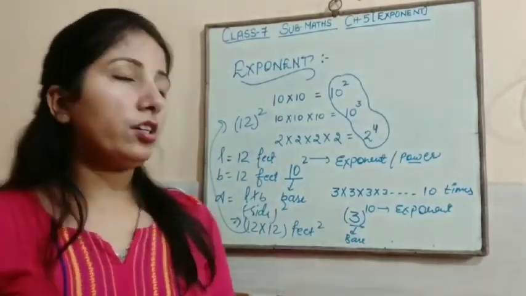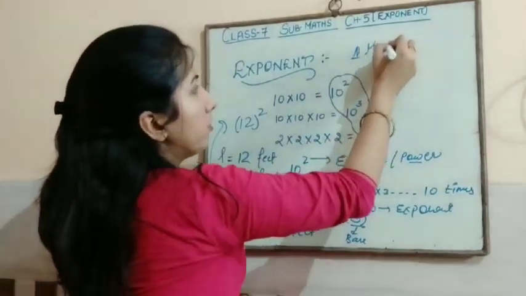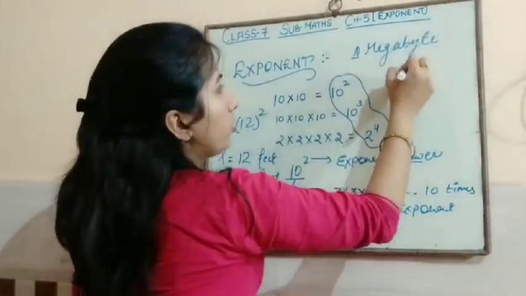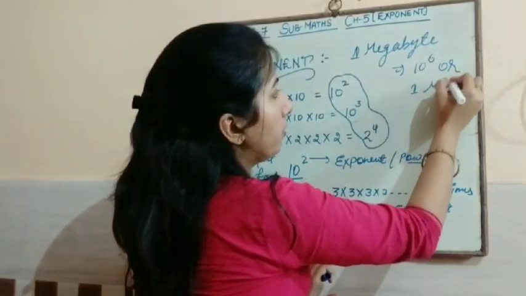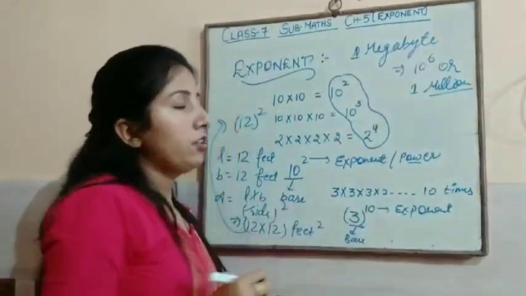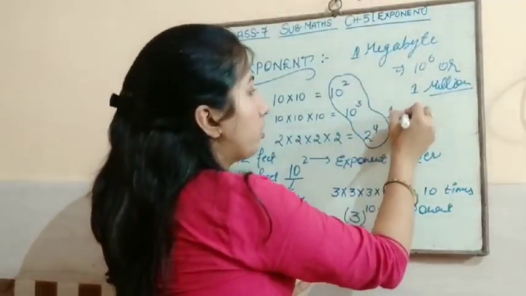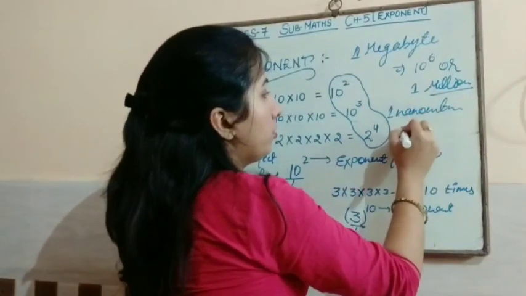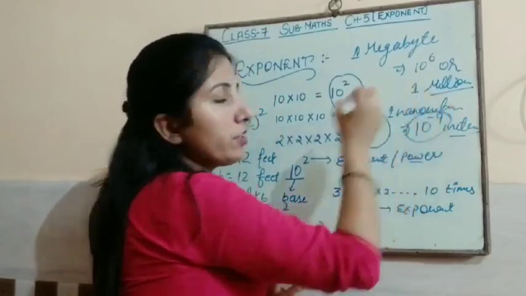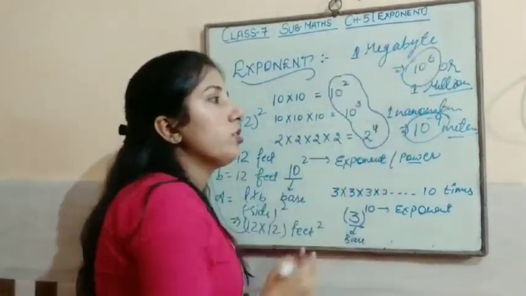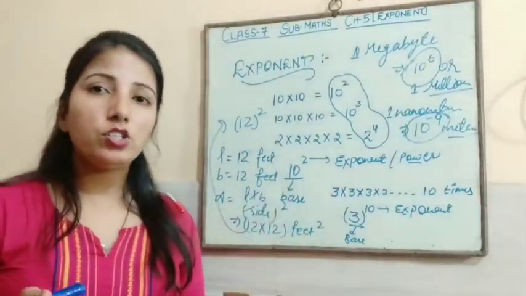Another example: in computers you have heard of megabyte. What is a megabyte? 1 megabyte equals 10 to the power 6, or 1 million. You have heard of nanometer in science. What is a nanometer? 1 nanometer equals 10 to the power minus 9 meter. So this is also an example of exponential form. Exponent is basically used to represent very large numbers or very small numbers.